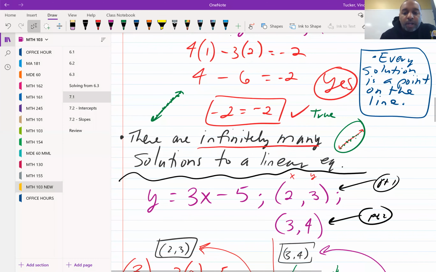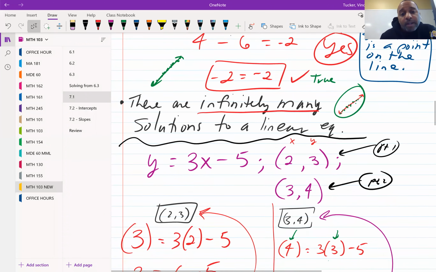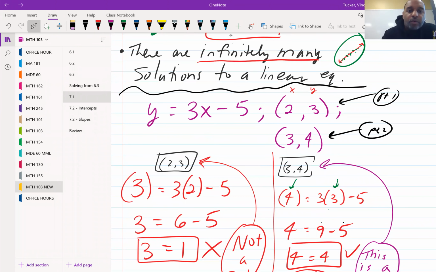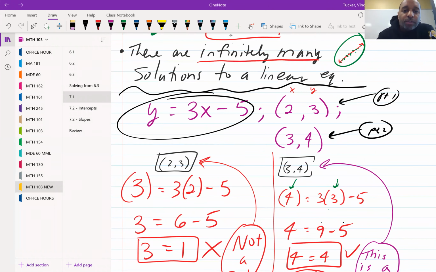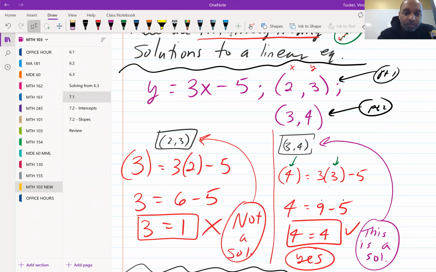All right, so let's try it one more time. Let's make sure we're clear on substitution and what a solution looks like and what it doesn't look like. So here we have the equation, y equal to 3x minus 5. And we have 2 ordered pairs that we want to try, 2 separate points. So point 1 is (2, 3). The second point is (3, 4). So make sure you plug them in accordingly.